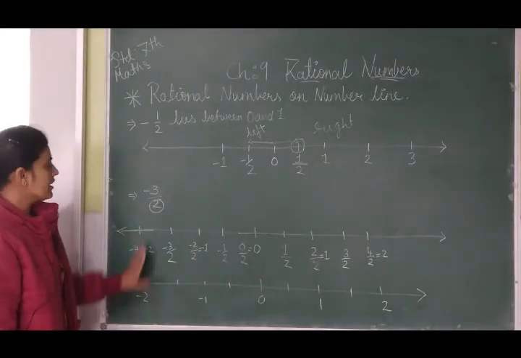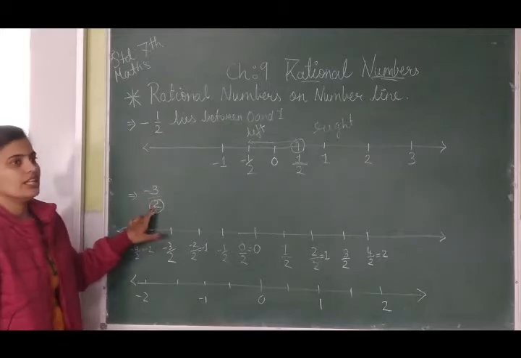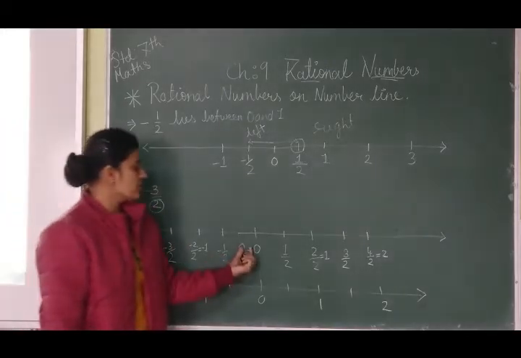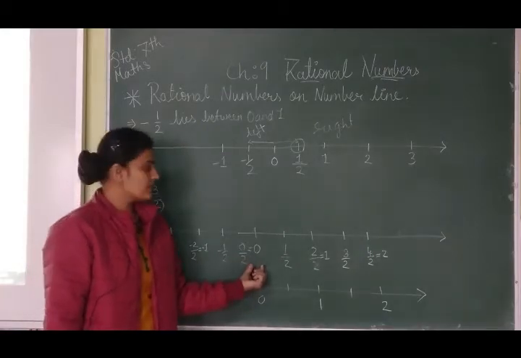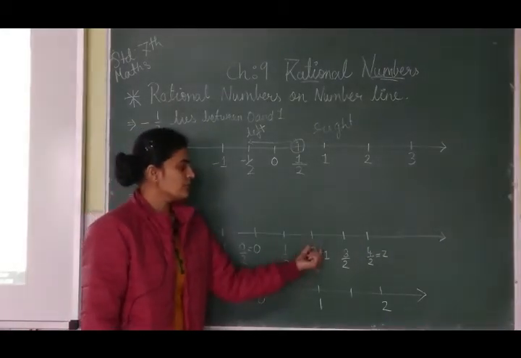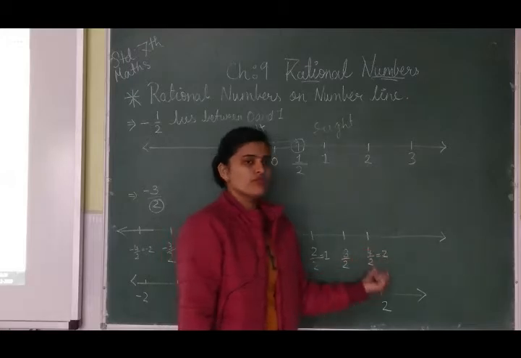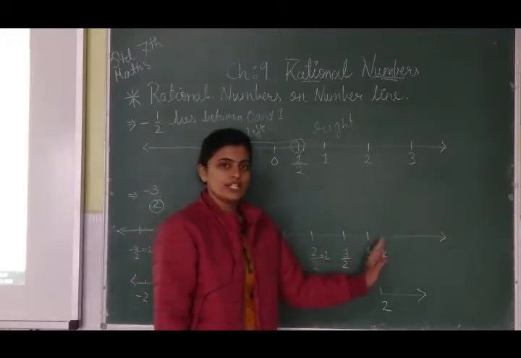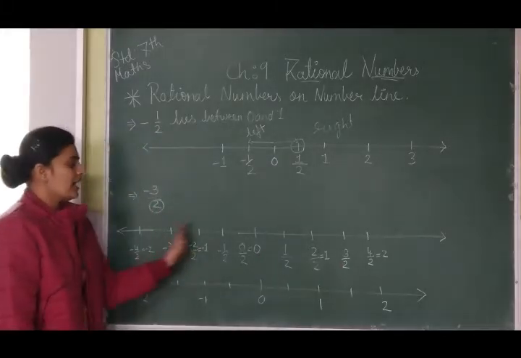Same way. But here what we needed? A denominator of 2. So what will we do? We will divide it by 2. So 0 divided by 2 will be 0. After that 1 by 2, after that 2 by 2, after that 3 by 2, 4 by 2. All are on the right side, all are positive, and on this side all are negative.